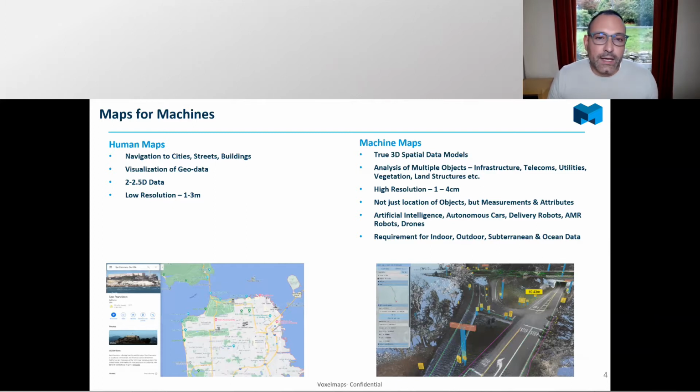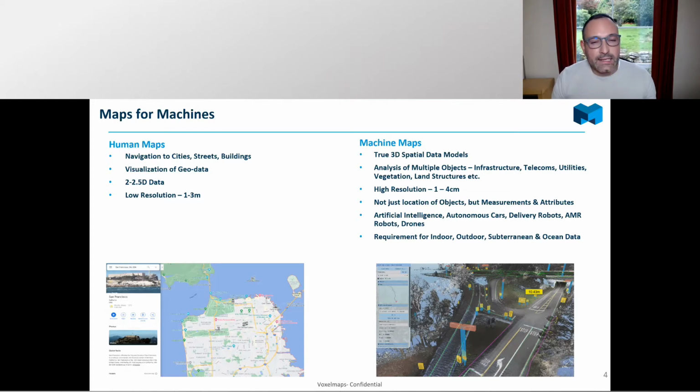So I want to begin by talking about this concept that Brian mentioned around maps for machines, which is really the focus of what we do here at Voxelmaps. So what's the difference between a human map versus a machine map? Human maps we're all used to. We use them in our phones and in our cars or on the web. They're really around a use case of navigating people to an address, whether that's a city or a street or a building. That's the primary use case. The secondary use case is very much around visualization, where we're taking some form of geodata and placing it on a map to visualize. The majority of the data for humans is 2D.